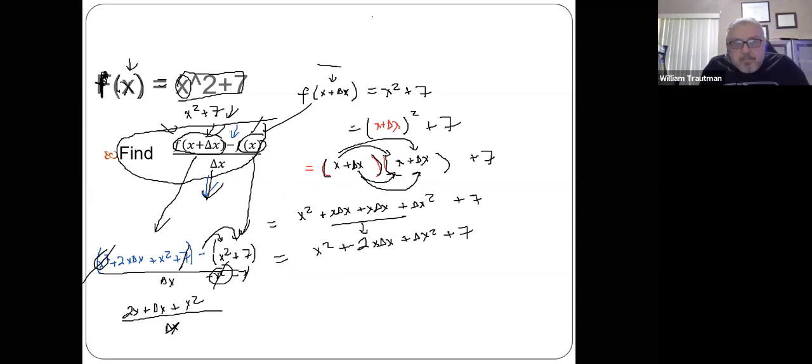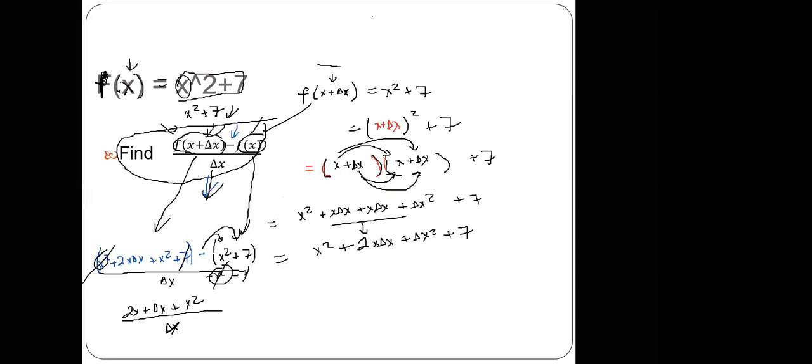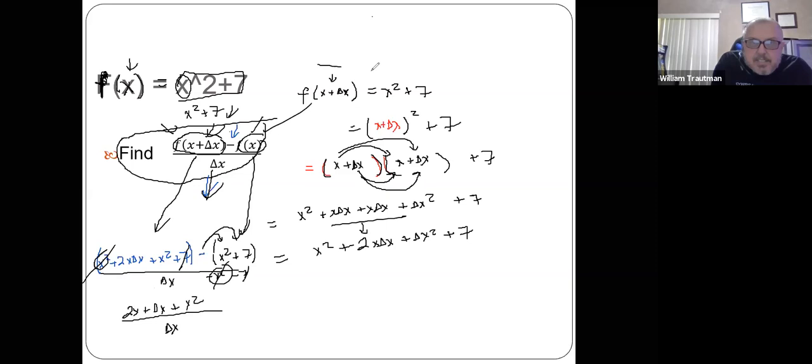I feel like I'm missing something here. I think it's 2x change of x instead of the 2x plus. Yeah, I see that. Let me erase that. I'm getting messy is what was happening. 2x change of x plus change of x squared is left over.